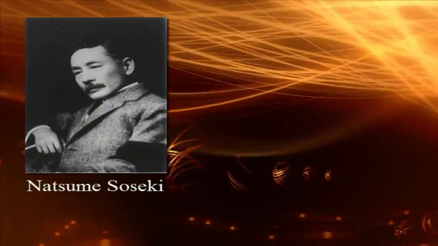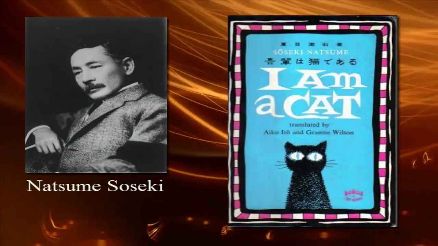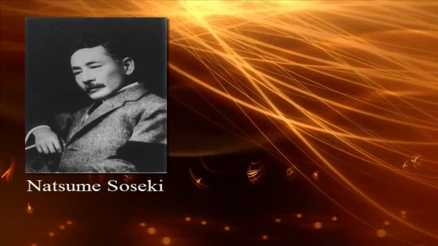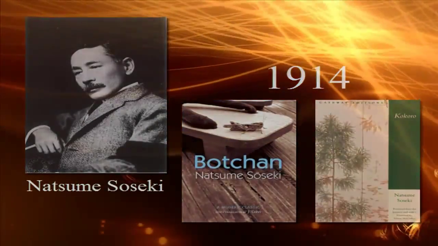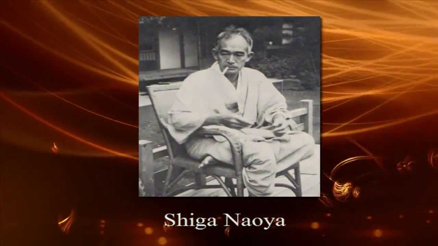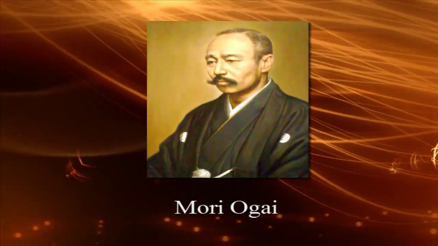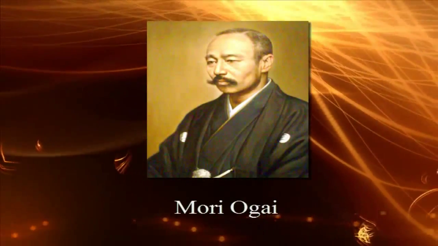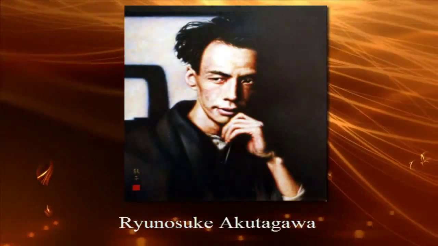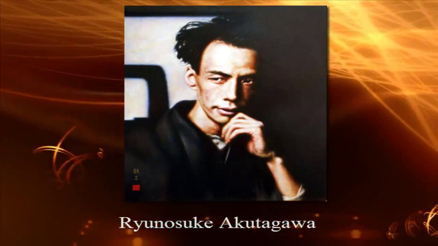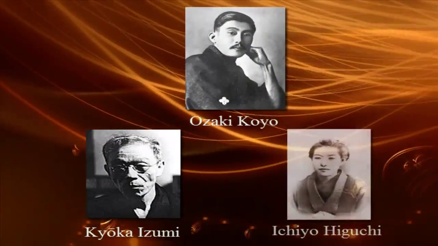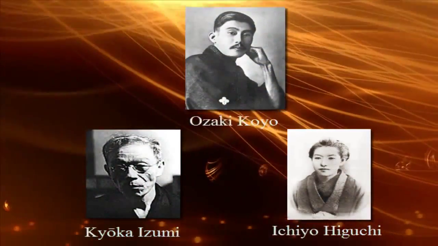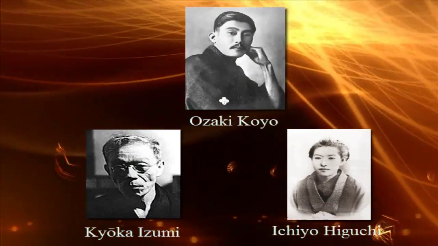A new colloquial literature developed centering on the I novel, with some unusual protagonists such as the cat narrator of Natsume Soseki's Wagahai wa Neko de Aru, which means I Am a Cat. Natsume Soseki also wrote the famous novels Botchan and Kokoro, 1914. Shiga Naoya, the so-called god of the novel, and Mori Ogai were instrumental in adapting Western literary conventions and techniques. Ryunosuke Akutagawa is known especially for his historical short stories. Ozaki Koyo, Kyoka Izumi and Ichiyo Higuchi represent a strain of writers whose style harkens back to early modern Japanese literature.